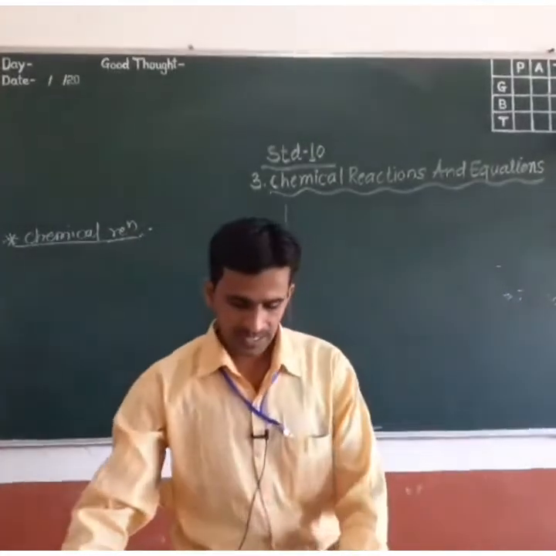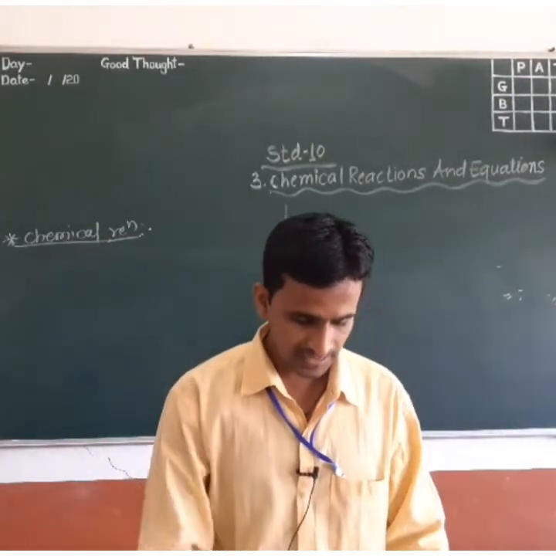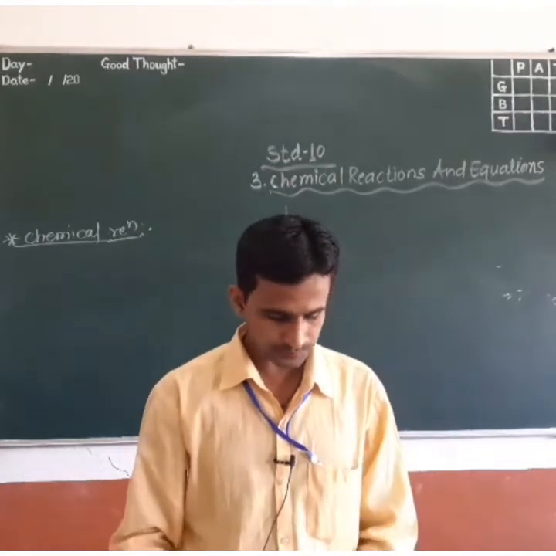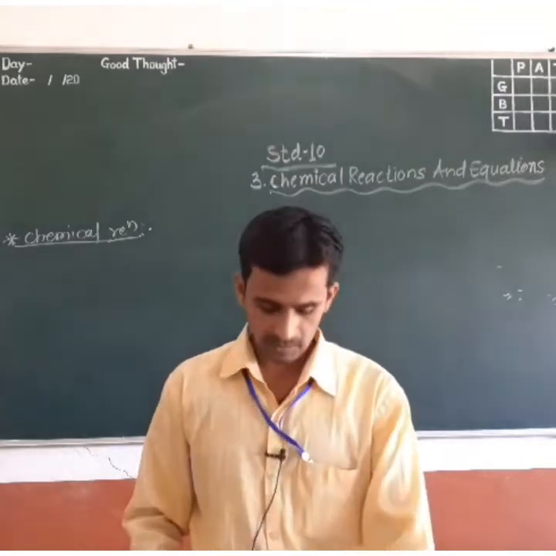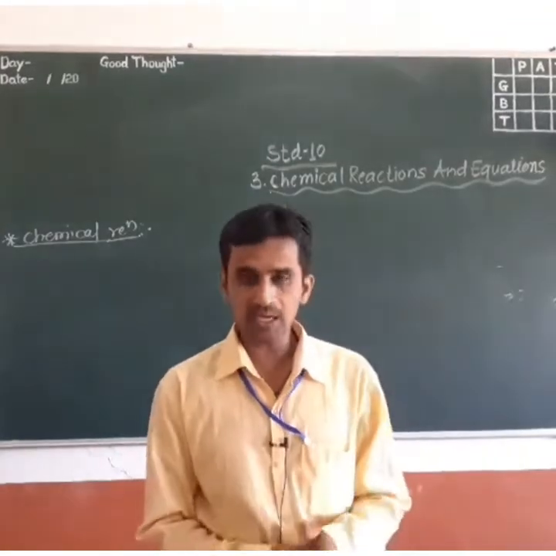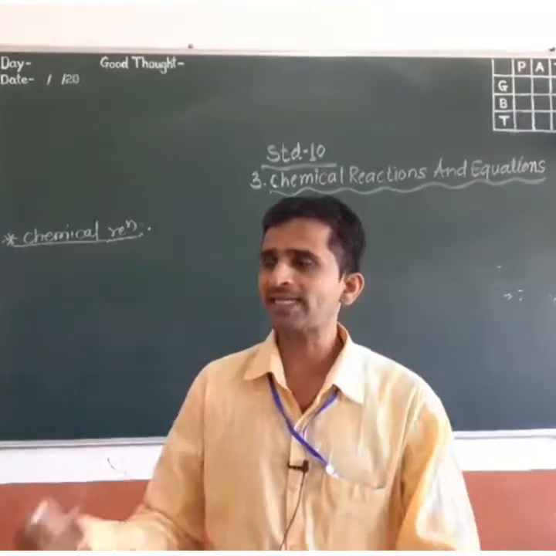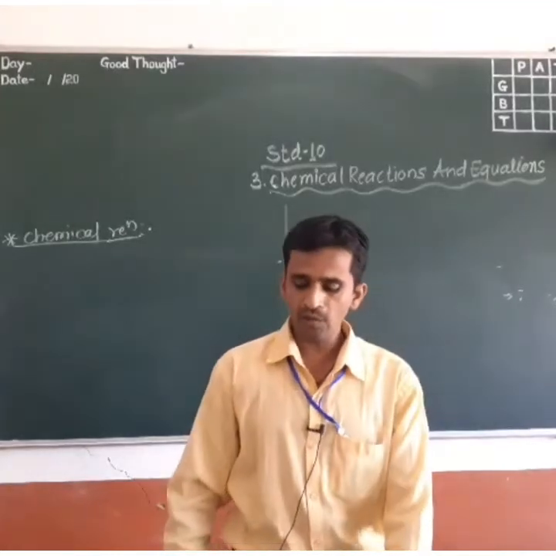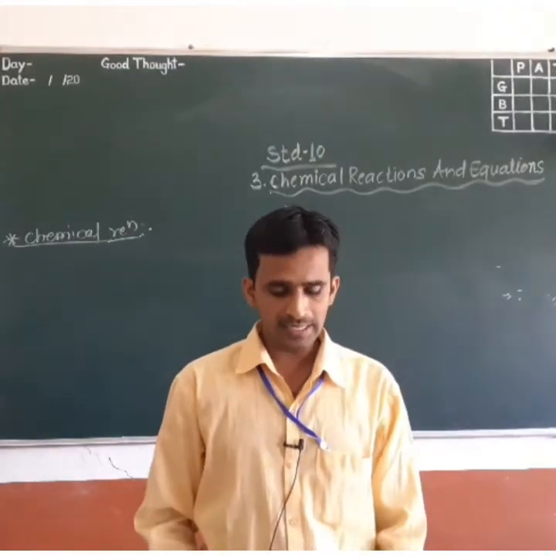First one, the reactants and products involved in the reaction. Reactants are on the left side and products are on the right side. Next one, the symbol and formula of all the substances involved in the reaction.